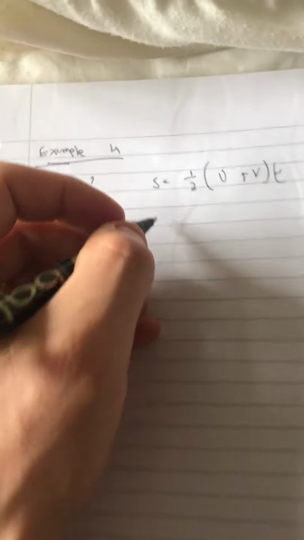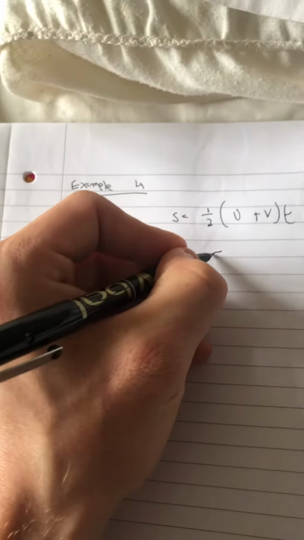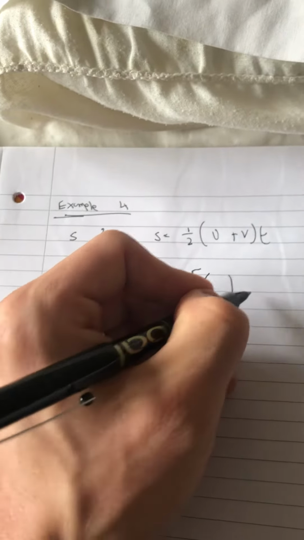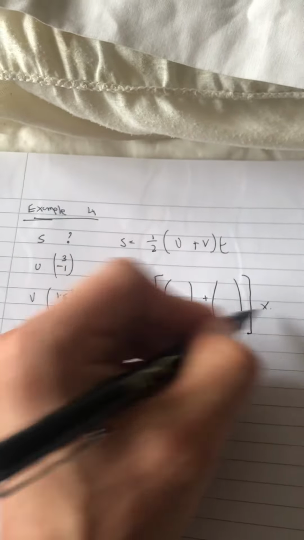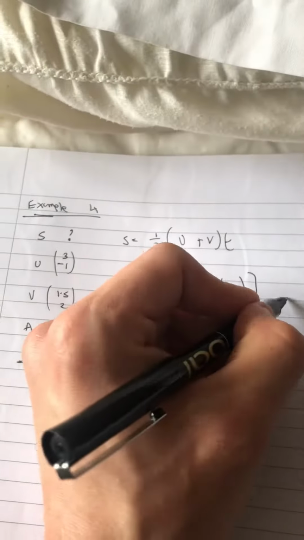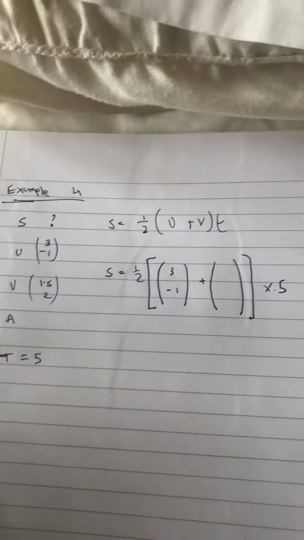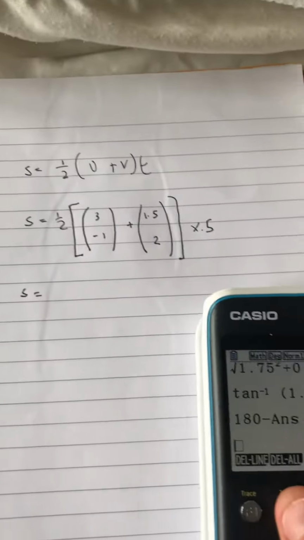I'm going to be a little bit careful how I write the inside of the bracket there. I think the vectors in particular can make it easier, but can also be a little bit confusing. So s is what we're looking for, so half, I'm going to use a square bracket, and then a curve bracket for my first vector, second curve bracket for my second vector. Could always put the time at the front as well, so that's 5, and then u is (3, -1), and v is (1.5, 2).